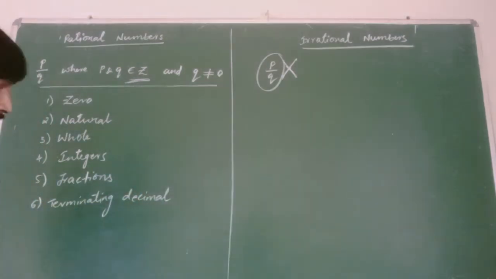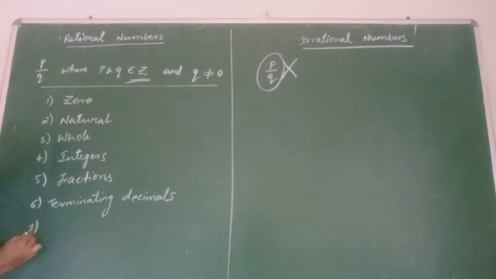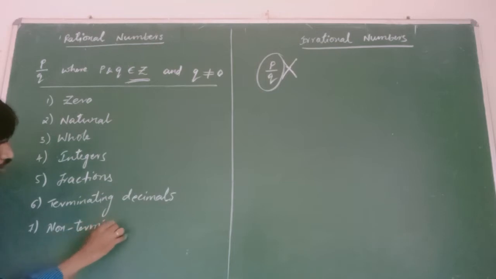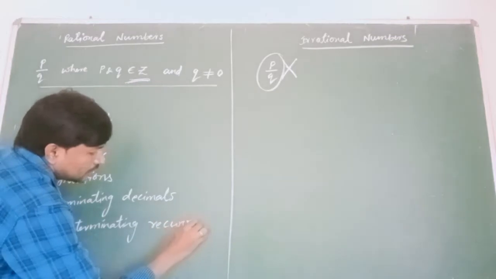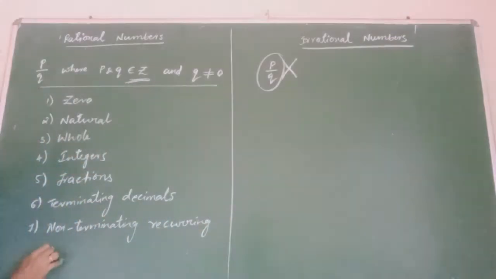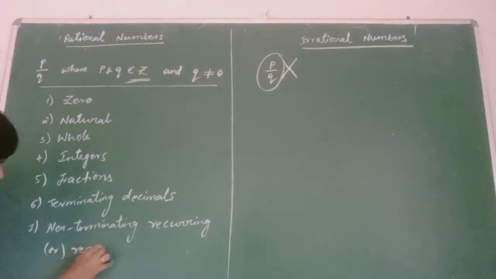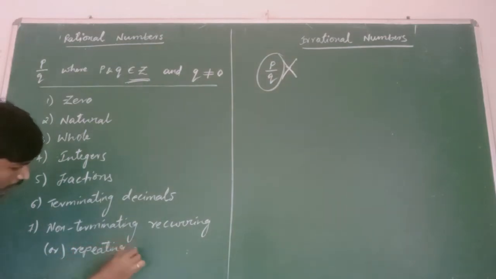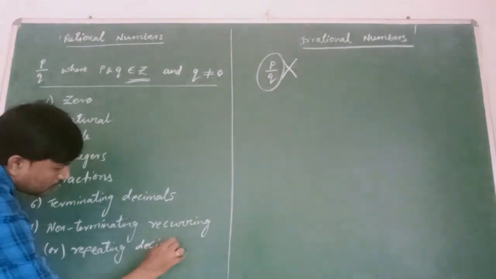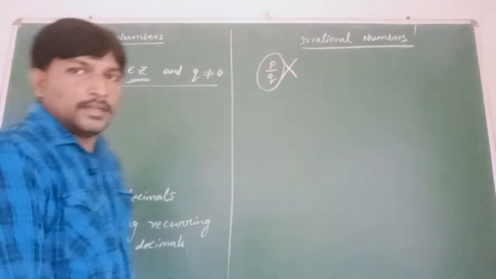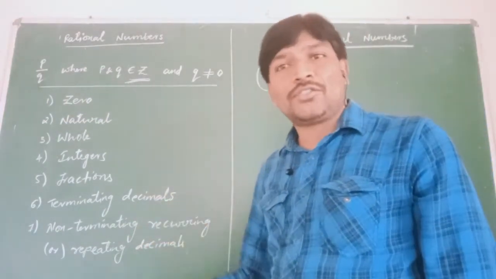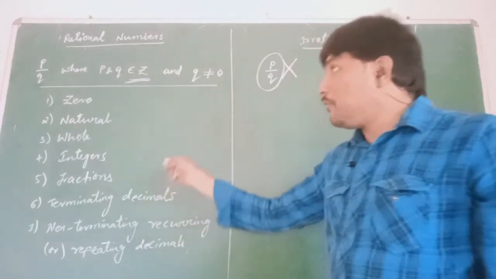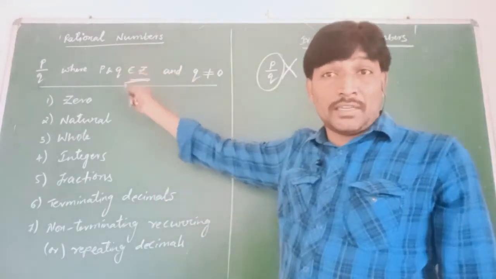Terminating decimals. Seventh one, non-terminating recurring decimals, the type which are repeating. So all these groups are the sets of numbers which come under rational numbers.